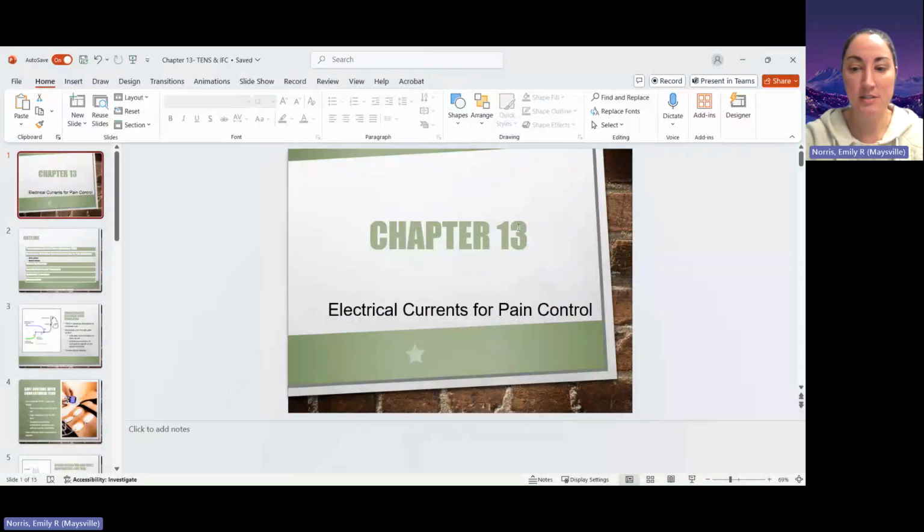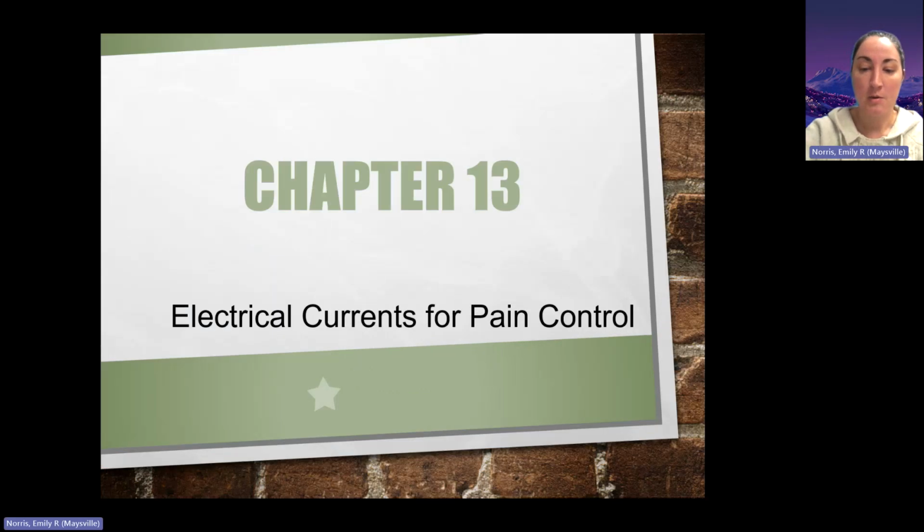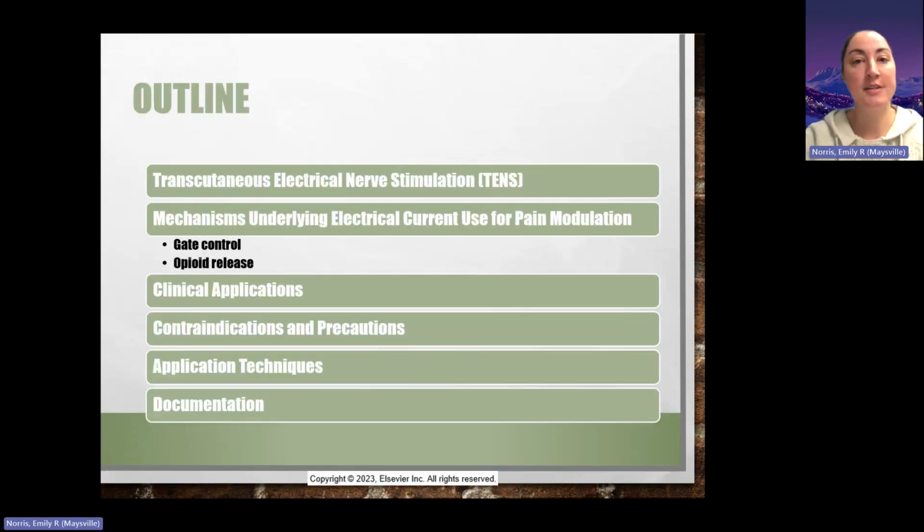Today we are going to talk about electrical current for pain control. So primarily we're talking about TENS and interferential current. So this is our outline for the day.